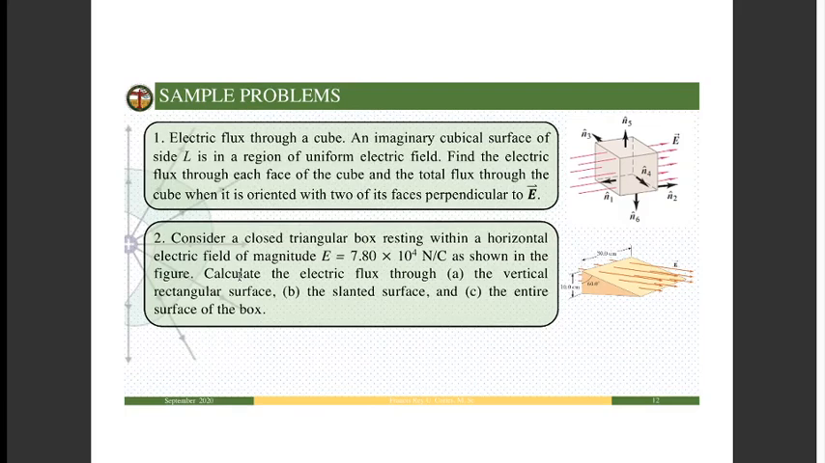So let's answer this one. Find the electric flux through a cube, an imaginary cubical surface of side L, in a region of uniform electric field. Find the electric flux through each face of the cube and the total flux through the cube when it is oriented with two of its faces perpendicular to E. There are 6 faces of a cube, and each face represents a vector area. For example, this face has vector area A1 with a normal unit vector n hat 1, then n hat 2 for A2, n hat 3 for A3, n hat 4 for A4, and so on. We have to find the flux through each face and calculate the net or total flux. So how do we do this?